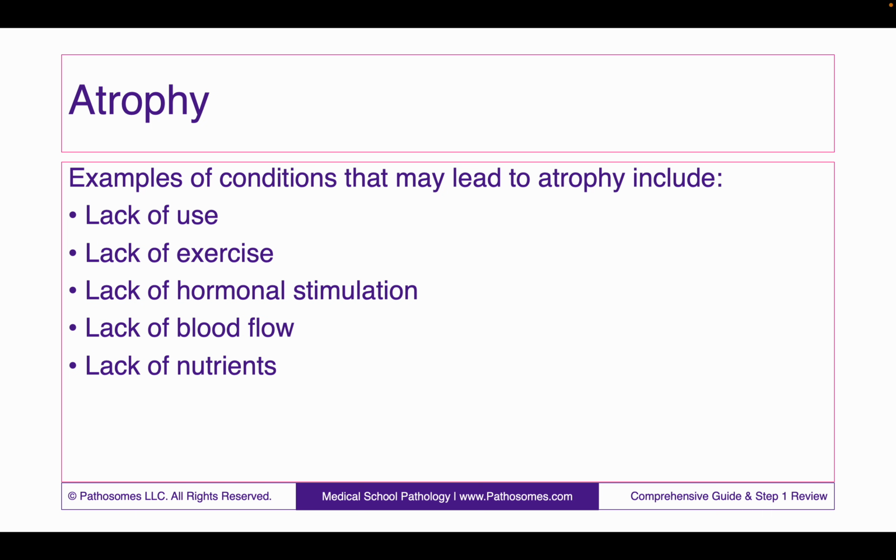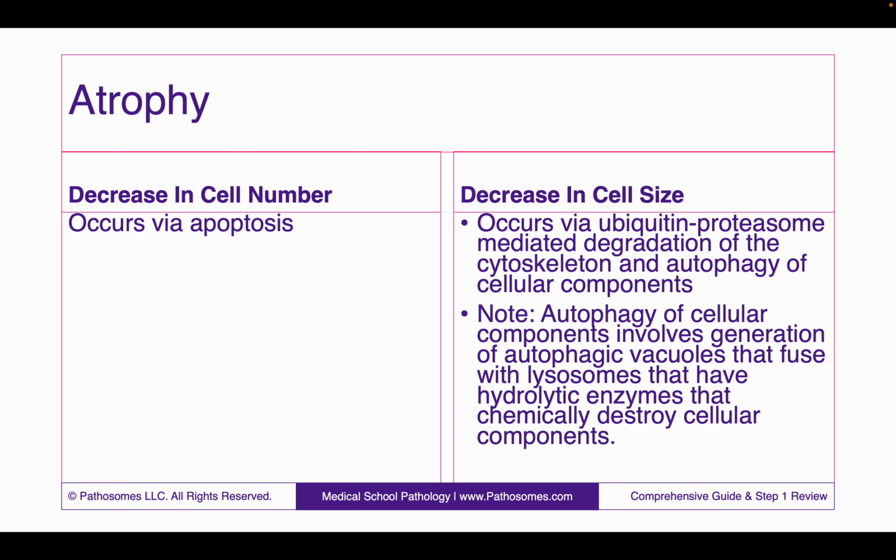Examples of conditions that may lead to atrophy include the lack of use, like being in a cast, lack of exercise, like a couch potato, lack of hormonal stimulation, like menopause, lack of blood flow due to cholesterol buildup, or lack of nutrients, right? Here's two separate columns showing how a decrease in cell size or a decrease in cell number, I'm dyslexic right now, can lead to atrophy.